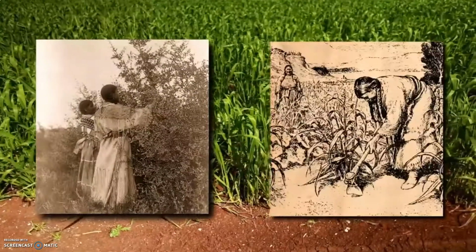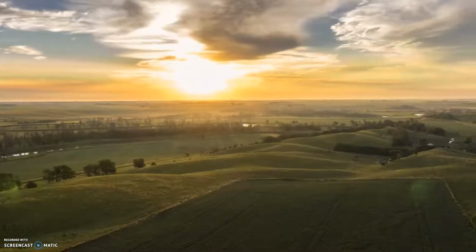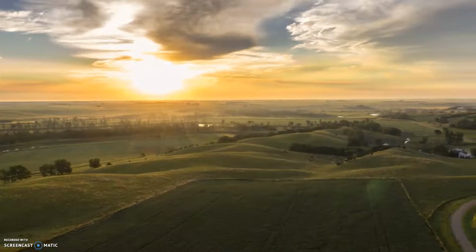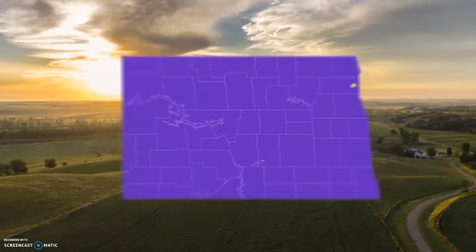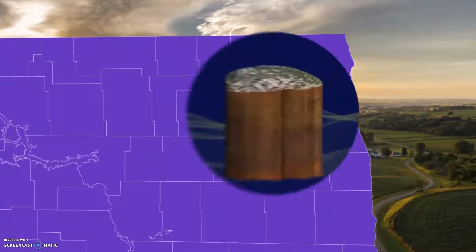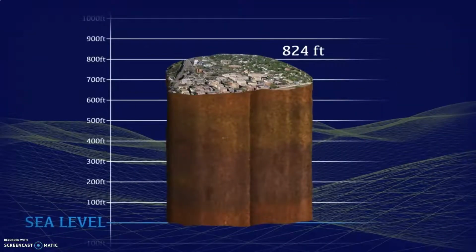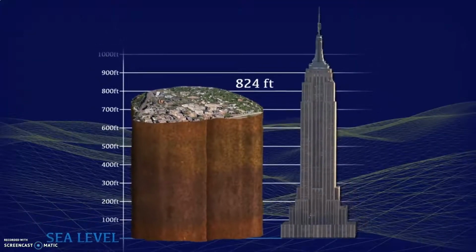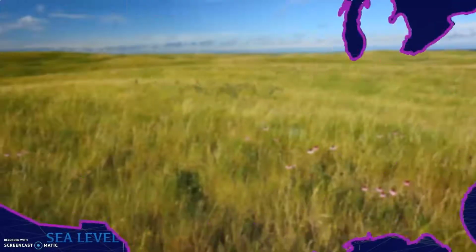And the land was perfect for growing food, thanks to the fertile soil. Even today, North Dakota's best farmland is found here. This area is the lowest part of the state. Grand Forks is only 824 feet above sea level. The Empire State Building in New York is taller.